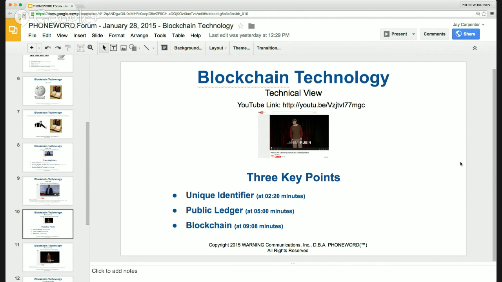So in the PhoneWord workshops event that we had a few weeks ago, it came up, how scalable is this blockchain technology? Because one of the things that we've heard about is that there's huge computer processing power that's out there in the world that's being dedicated to what's called proof of work inside this blockchain technology.